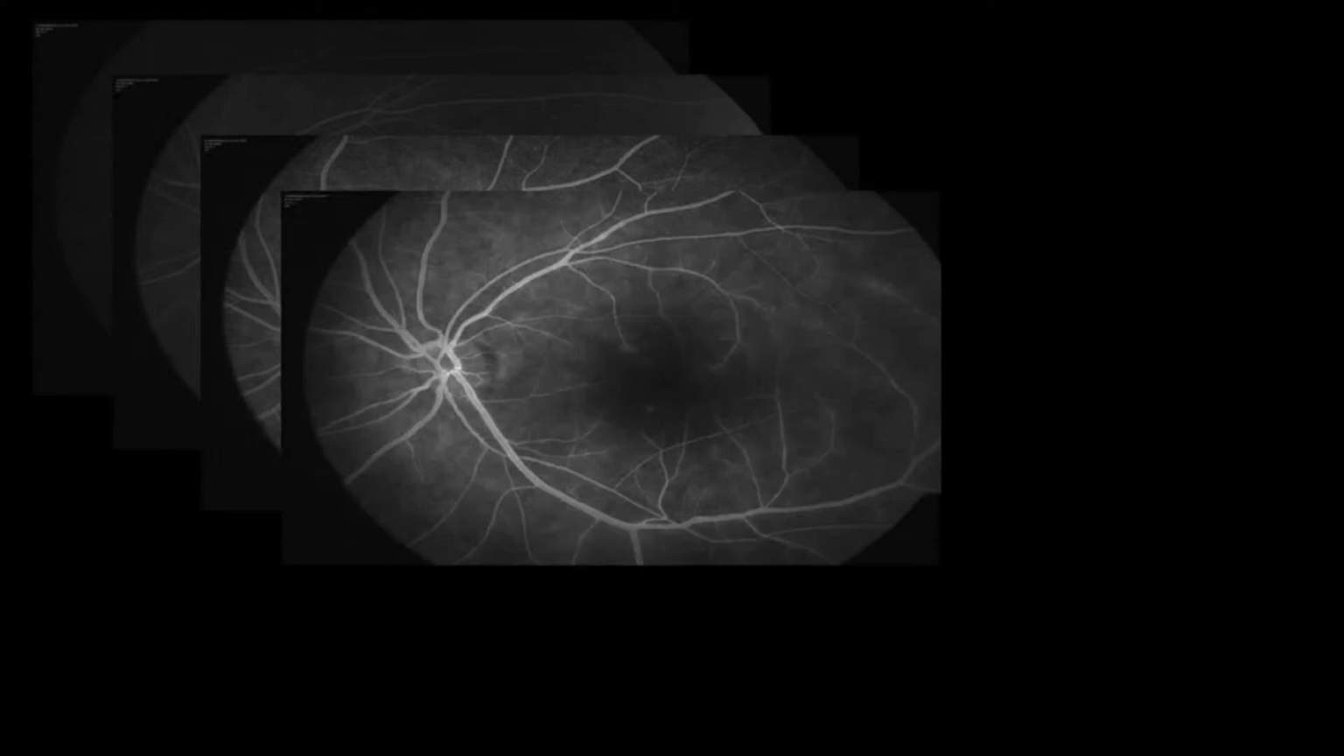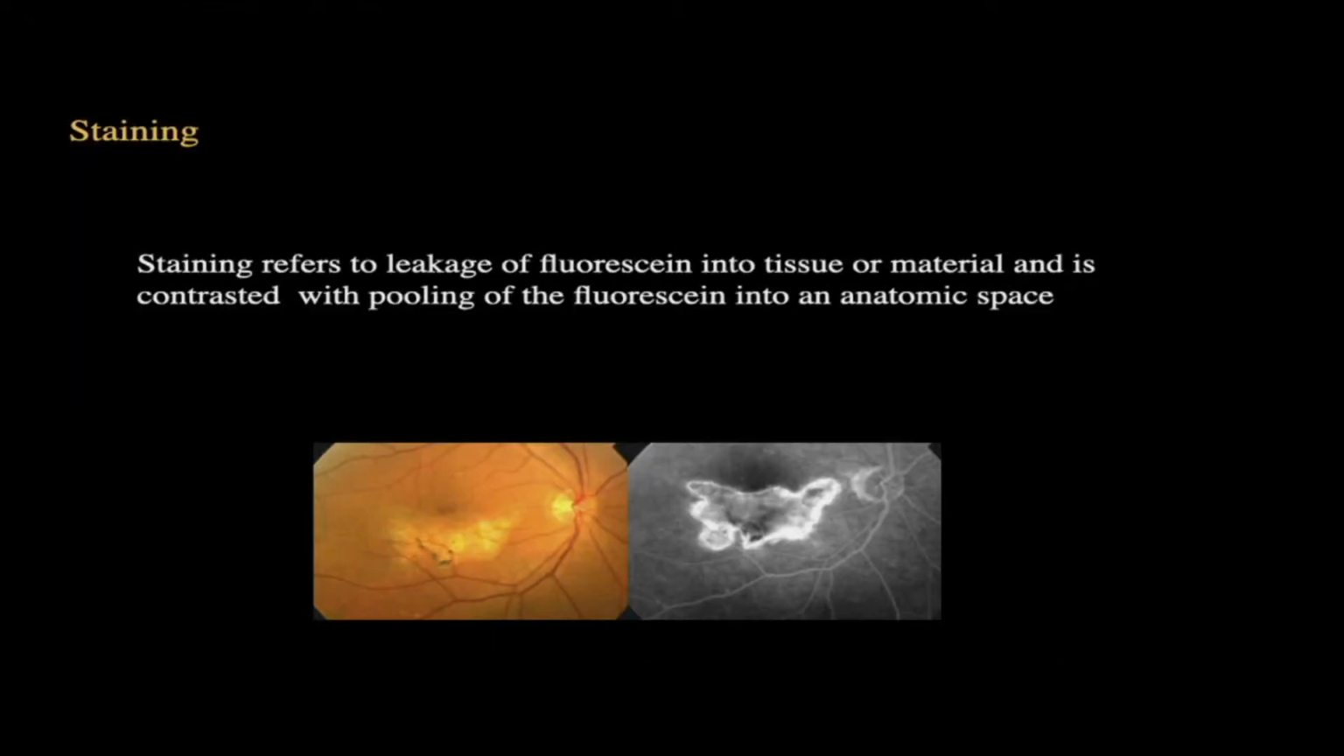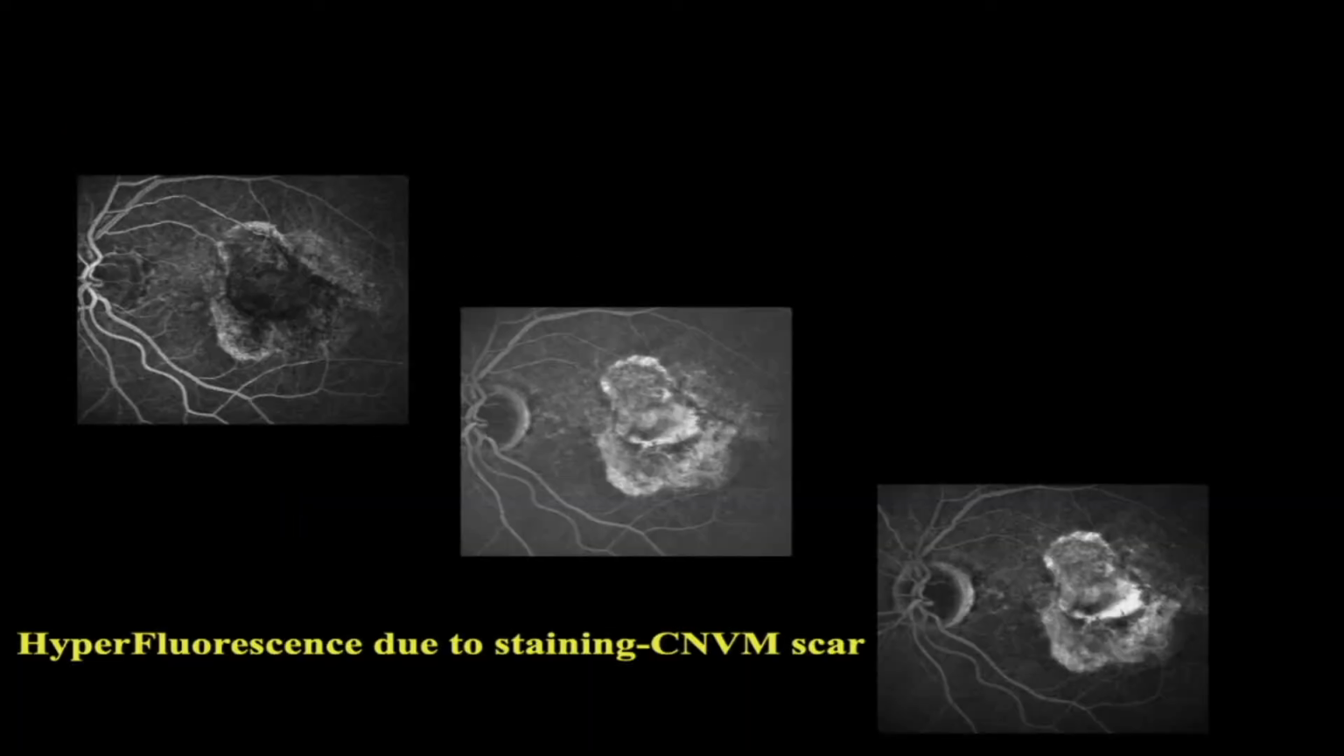In patients with vasculitis, you might have active vasculitis, you might have hyperfluorescence adjoining the inflamed retinal vasculature, as you can see over here. Now, staining essentially, like I said, is leakage of fluorescein into the tissue or material, as compared to pooling, which is into an anatomic space. So over here you see hyperfluorescence due to staining of the CNVM scar.